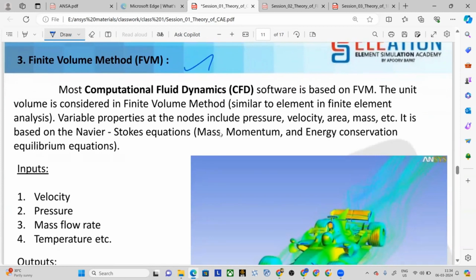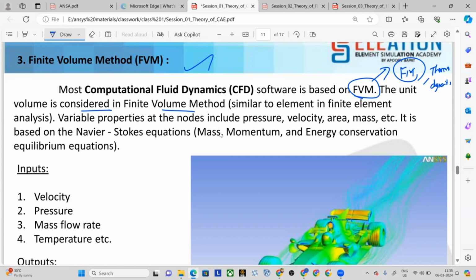Then there is one more method, which is called the finite volume method. So see, instead of dividing the entire geometry into finite elements, here we'll go for finite volume. Basically, this is something which you might have followed in your fluid mechanics and thermodynamics subjects, right? So here a unit volume is considered as per the finite volume method, contradictory to the finite element method where we consider only the elements.